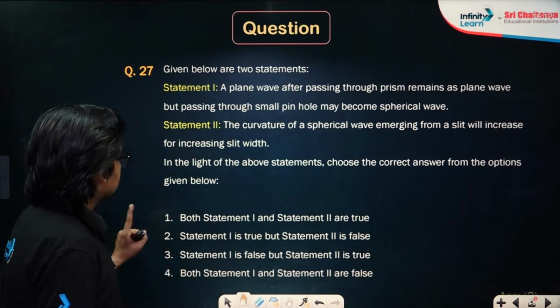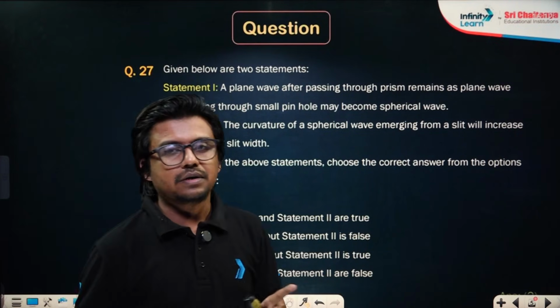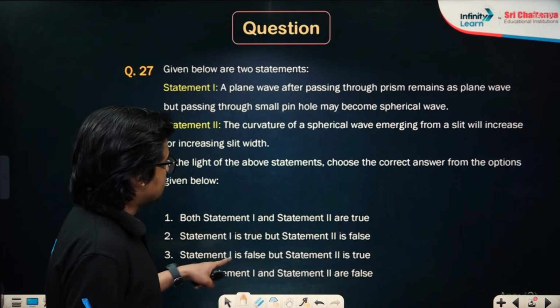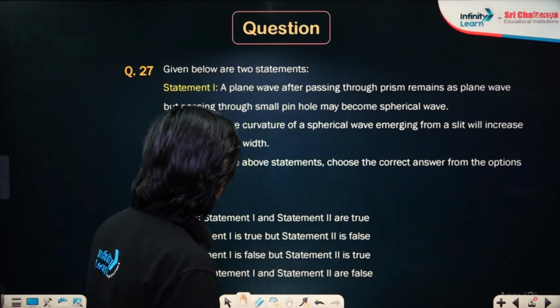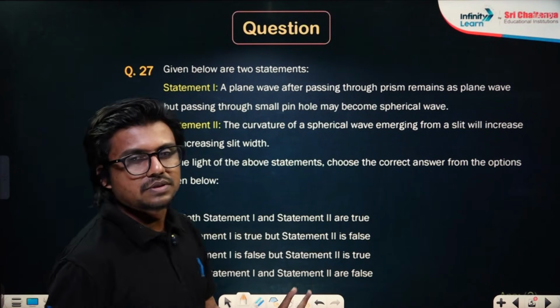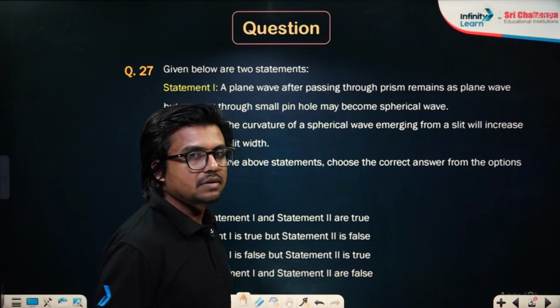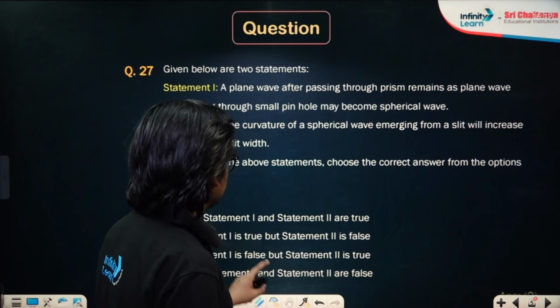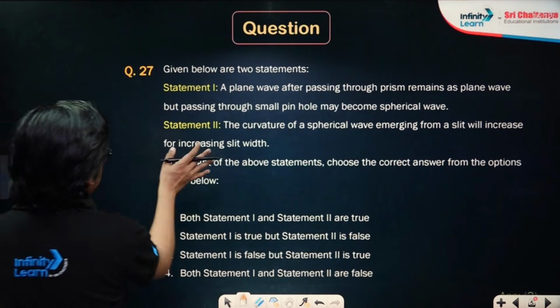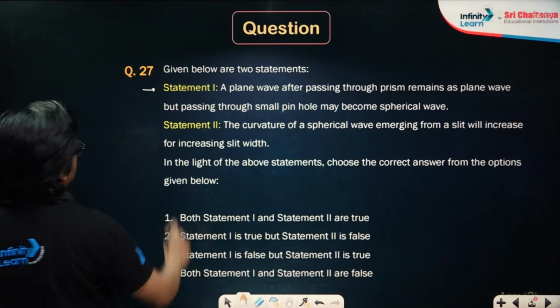Now the first option, both statement 1 and statement 2 are true. Option 2, statement 1 is true, but statement 2 is false. Option 3, statement 1 is false, but statement 2 is true. And the last option is both statement 1 and statement 2 are false. So let's check the validity of the first statement.